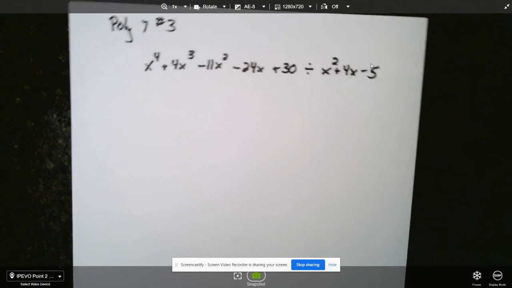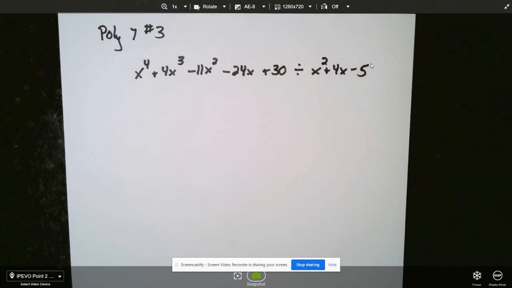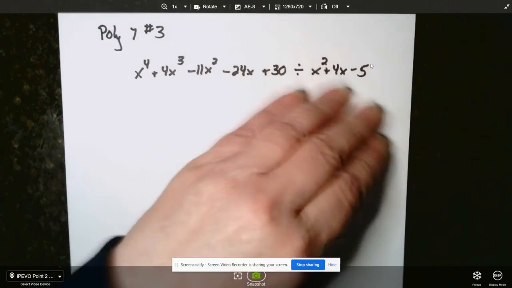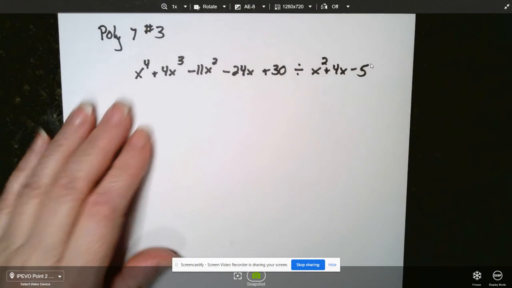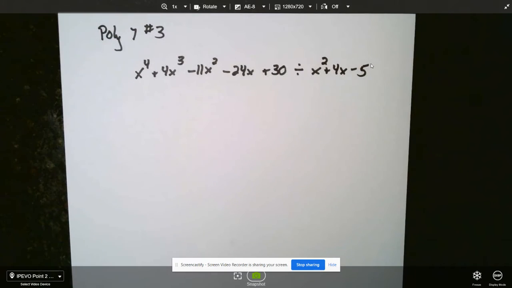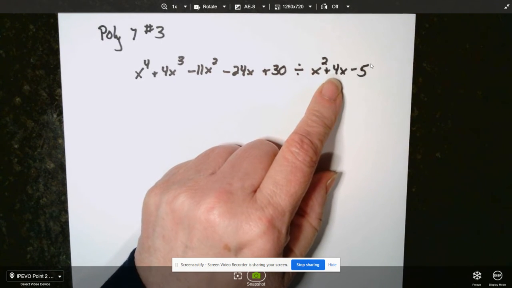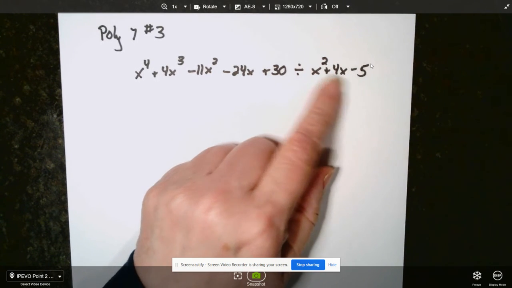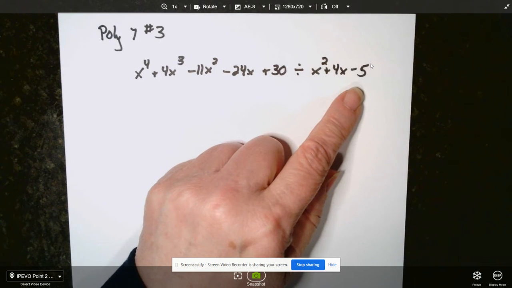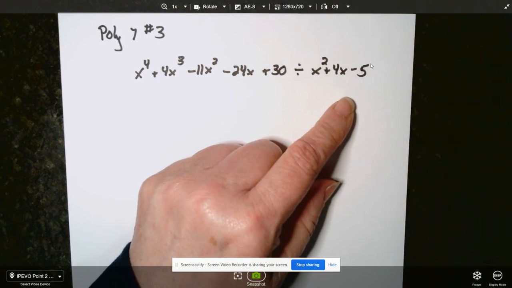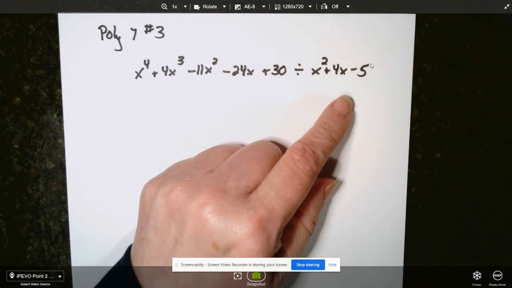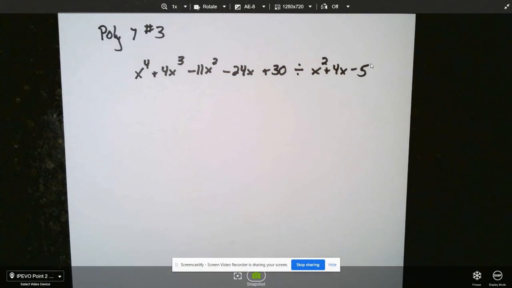All right, so this is Poly 7, number 3, and it asked you to do synthetic division. Now, we could easily do long division with this, but the direction said to use synthetic division. So if you remember, the requirement of synthetic division is that you have to multiply by a simple binomial. Well, x squared plus 4x minus 5 is not a simple binomial. And remember, a simple binomial would be x plus 2, x minus 1, x plus 3. It would have no higher power than 1 on the x and no leading coefficient on the x.